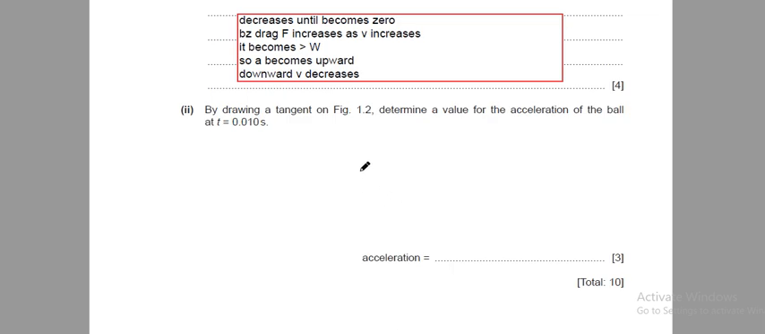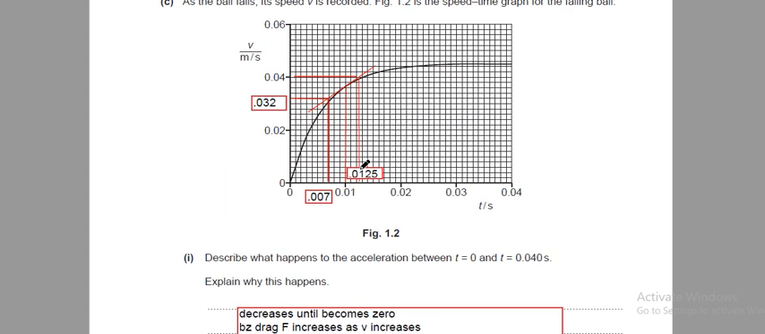By drawing a tangent, determine the value of acceleration at t equals 0.01. So here at 0.01, we will draw a small tangent and we will find the slope of this small tangent by finding two point coordinates on the line. So here's the first point with its y coordinate and x coordinate, and here's the second one.